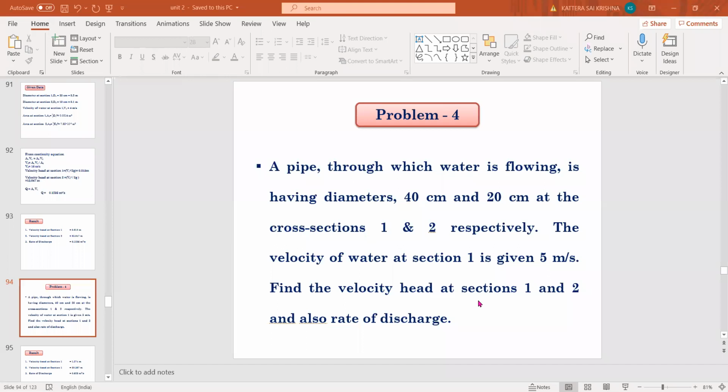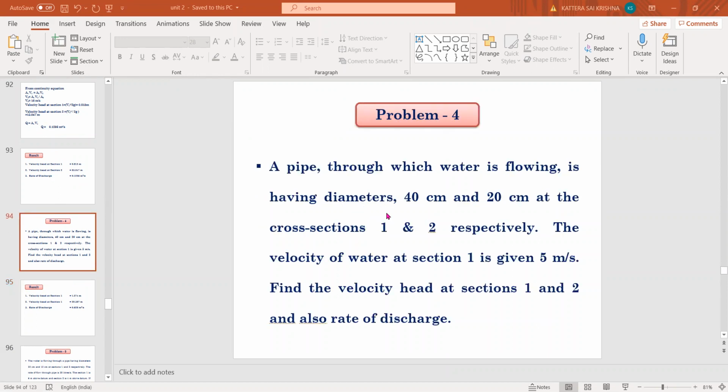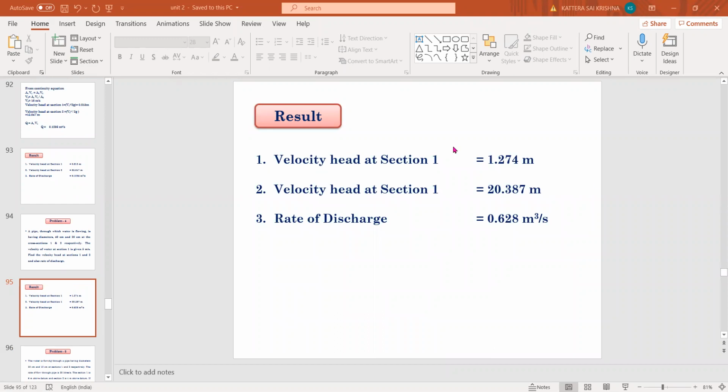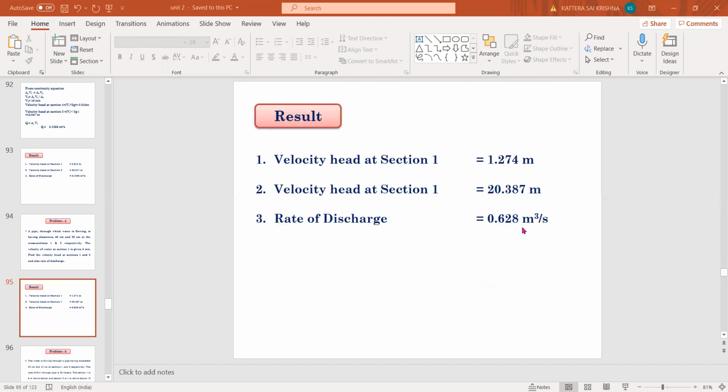Sir, V2 is 20, sir. Right. Not V2, velocity at which one are you telling? Velocity V2, sir, I'm saying 20. Sir, I got the same answer. These are the answers. Okay. For this question, you need to solve. These are the answers which are given here. Okay.